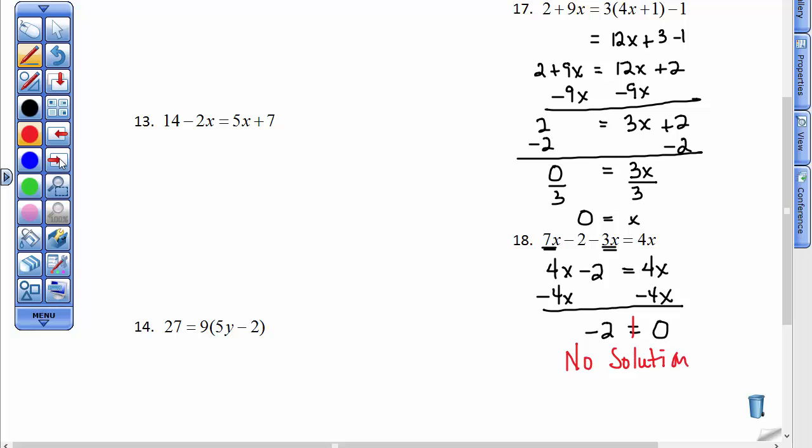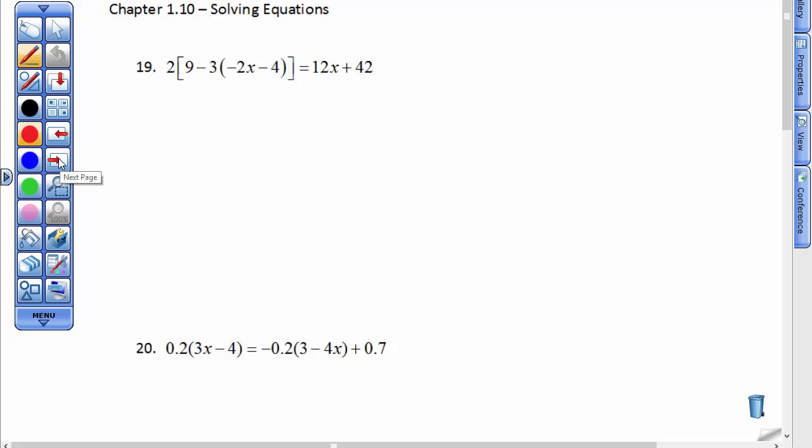Okay, let's do some more. Again, you can pause my video and work on these problems on your own just to see how you're doing. So a lot of parentheses here. Be careful. Don't take 9 minus 3 and get 6. You're going to have to distribute this minus 3 times this minus 2x, and this minus 3 times that minus 4. So let's copy this 2 down.